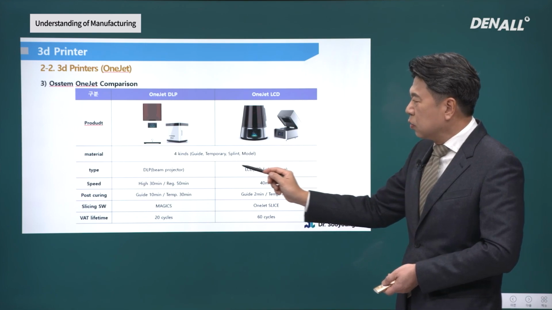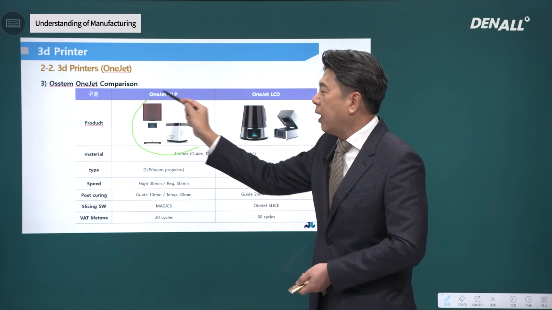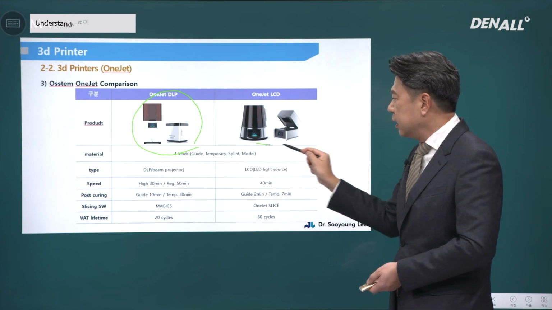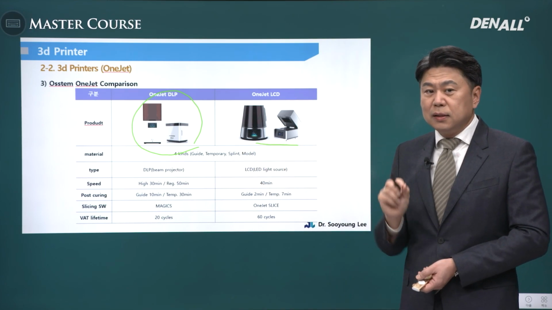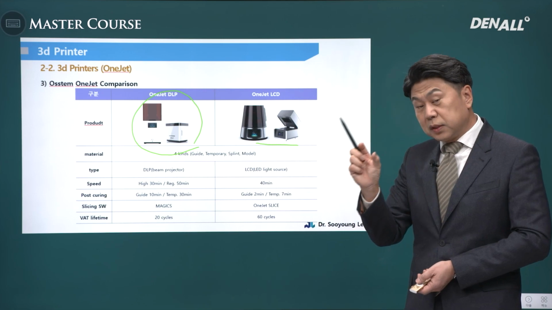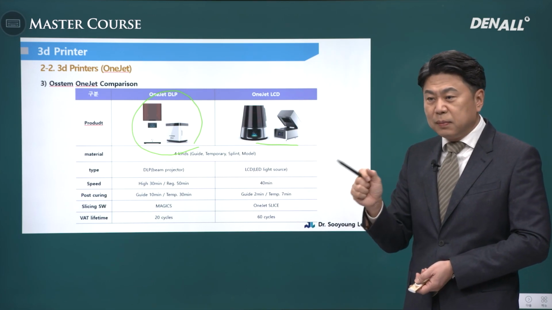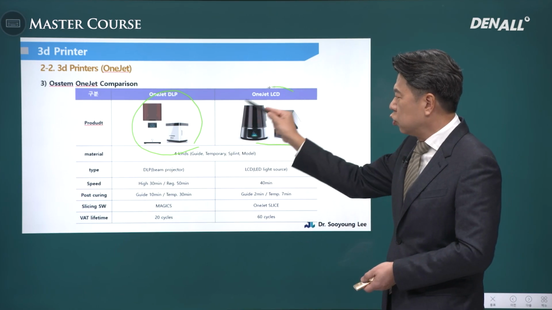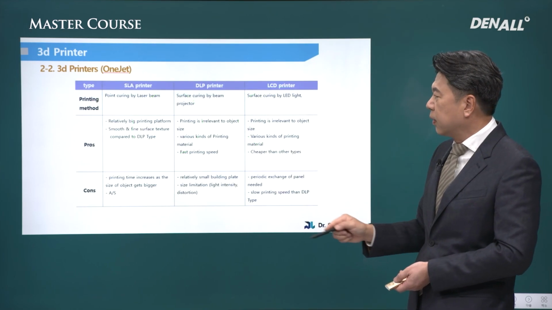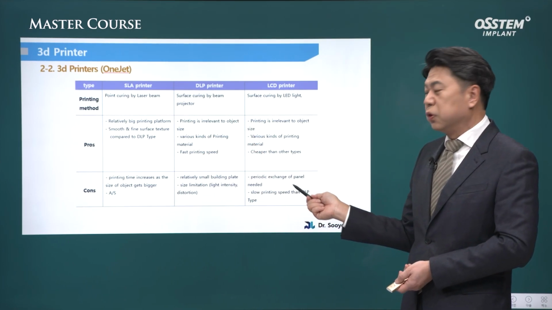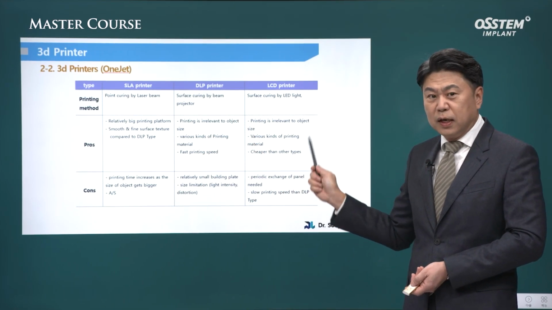We have similar functions, but this is used for high volume work, and this is to fabricate a surgical guide or a temporary while a patient is waiting, so it is used to fabricate devices fast. Time and the pros and cons. I will go over this in more detail in the offline lecture.